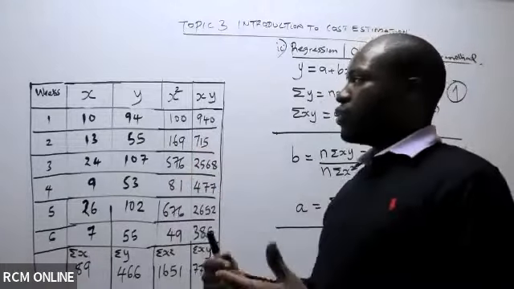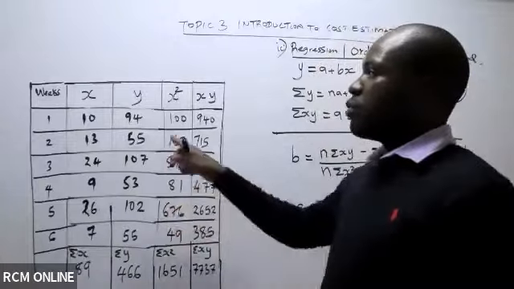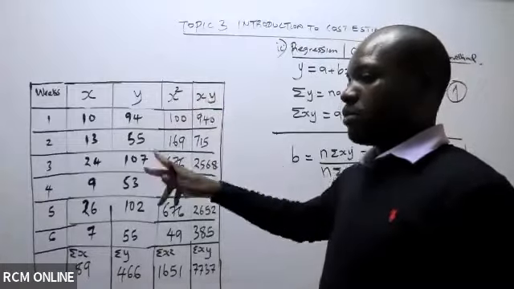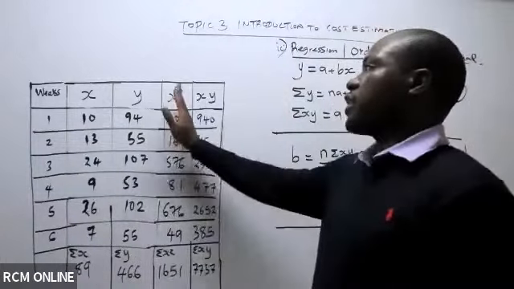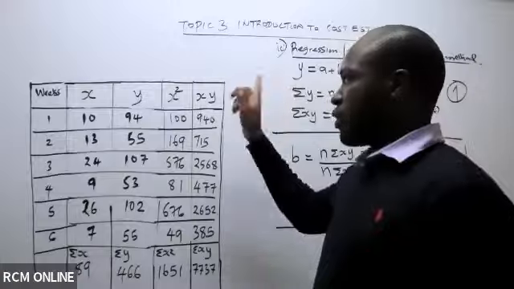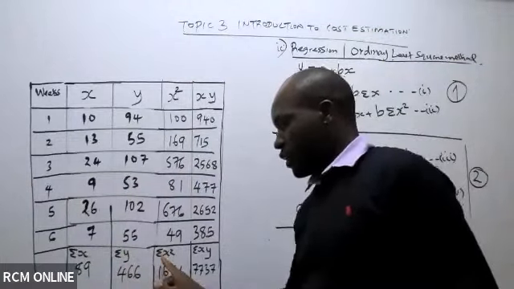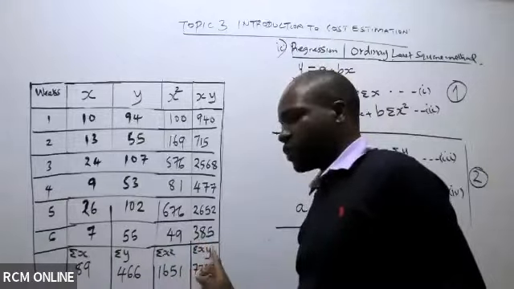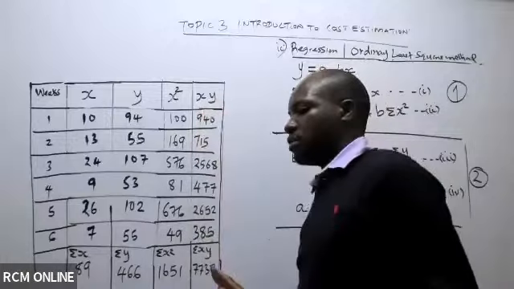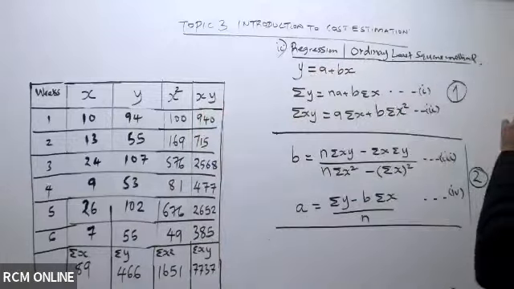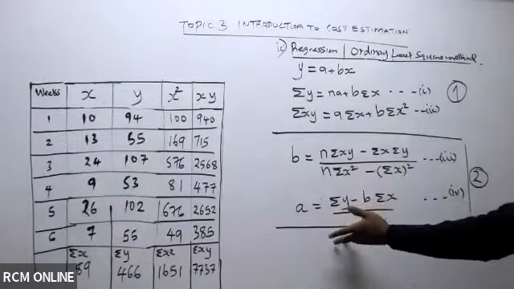So if you don't know how to use your calculator to get these summations directly, you'll be forced to bring in the extra 2 columns. But if you know how to make good use of your calculator, you don't need these extra 2 columns, because what you are required to do is give us summation of x, summation of y, summation of x squared, summation of xy, which you can do without the extra columns. Good. So with that in place, are you able to get the value of b directly? Are you able to get the value of a directly?